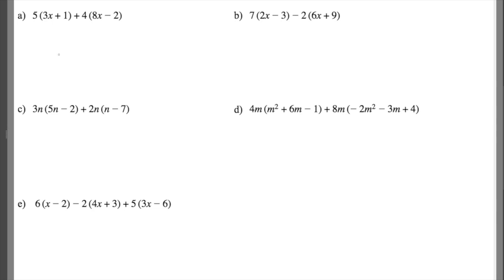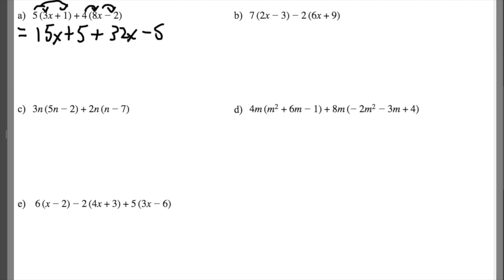Hello, we're going to be going over the examples for extension with polynomials. So we have 5(3x + 1) + 4(8x - 2). What we're going to do first is apply the distributive property. So 5 multiplied to 3x and 5 multiplied to 1, 4 multiplied to the 8x and 4 multiplied to the minus 2. So 5 times 3 will give us 15x plus 5, plus 4 times 8x, which is 32x minus 8.